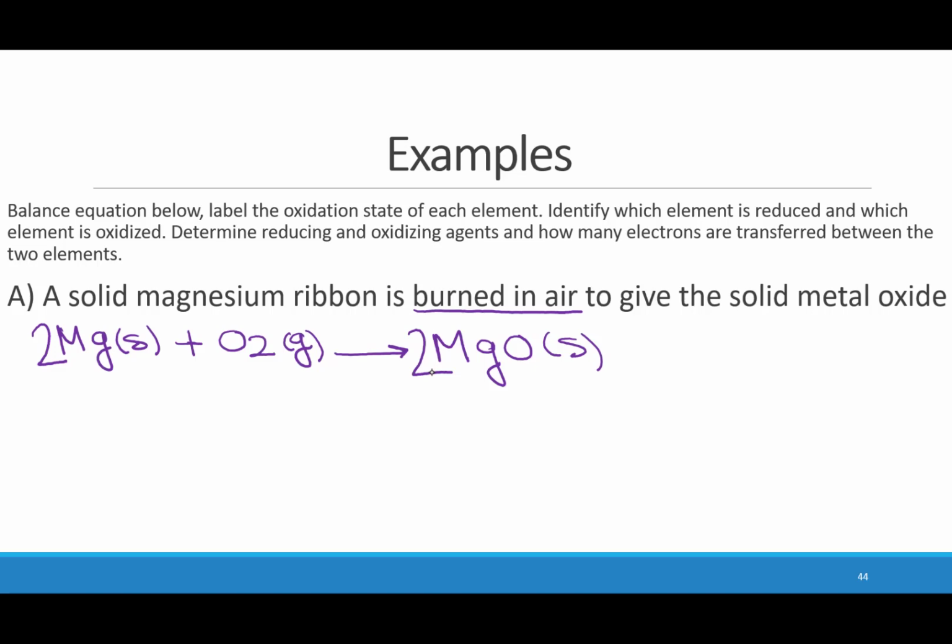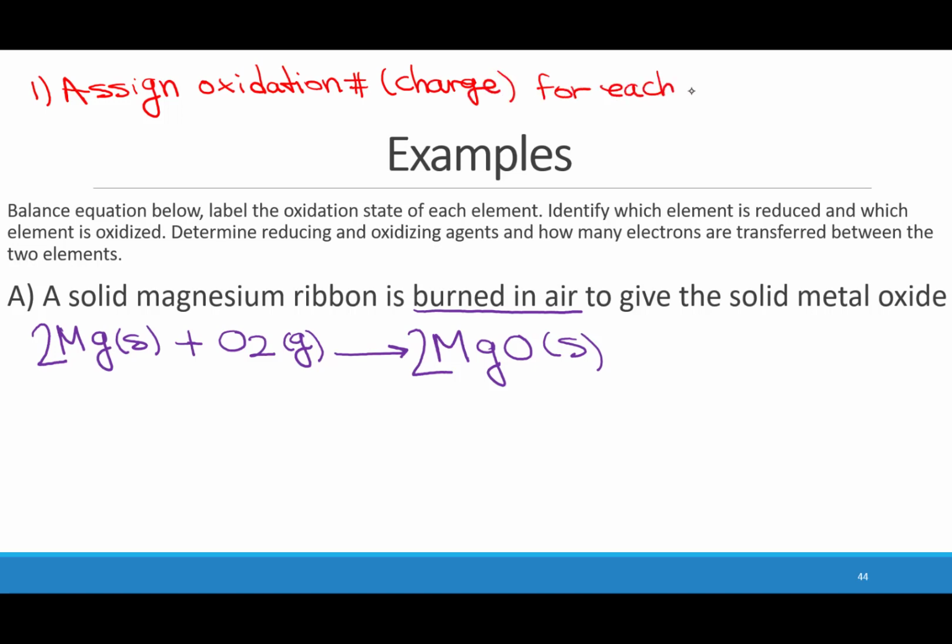Once you have that balanced, now what we're going to do is assign oxidation numbers, or charge, for each element on both sides. Okay, step 1, we're going to assign oxidation number for each element. That's what we're going to do.